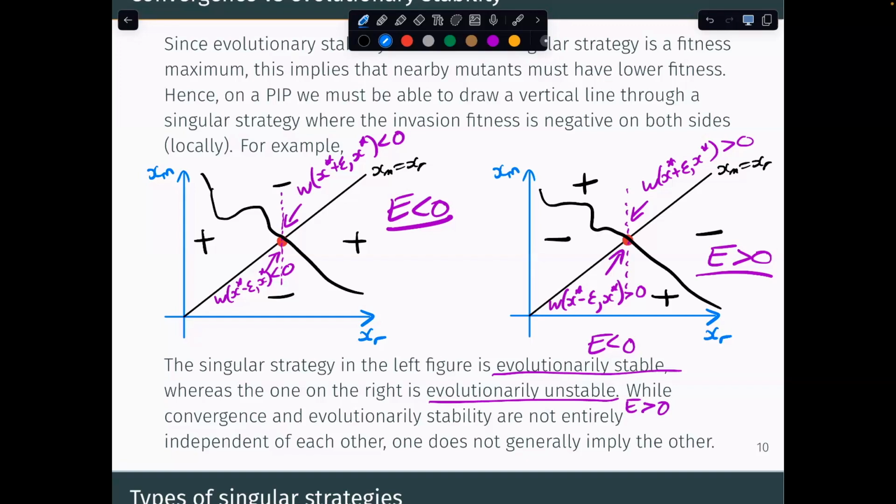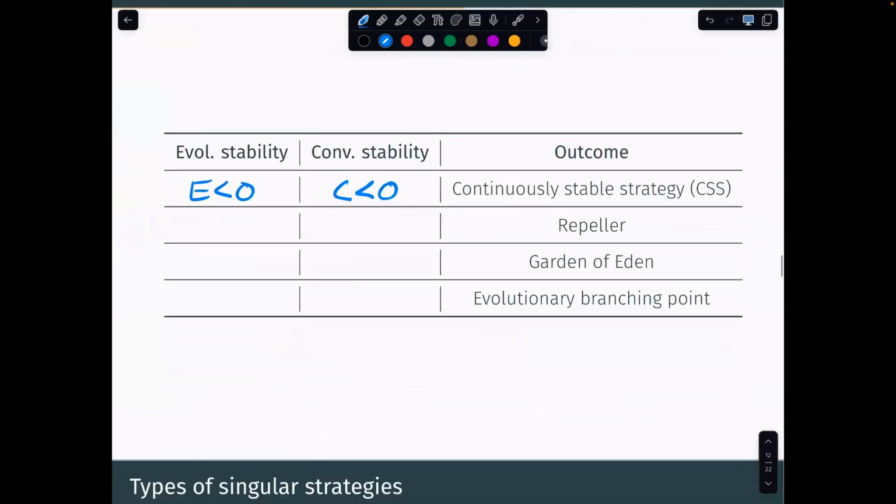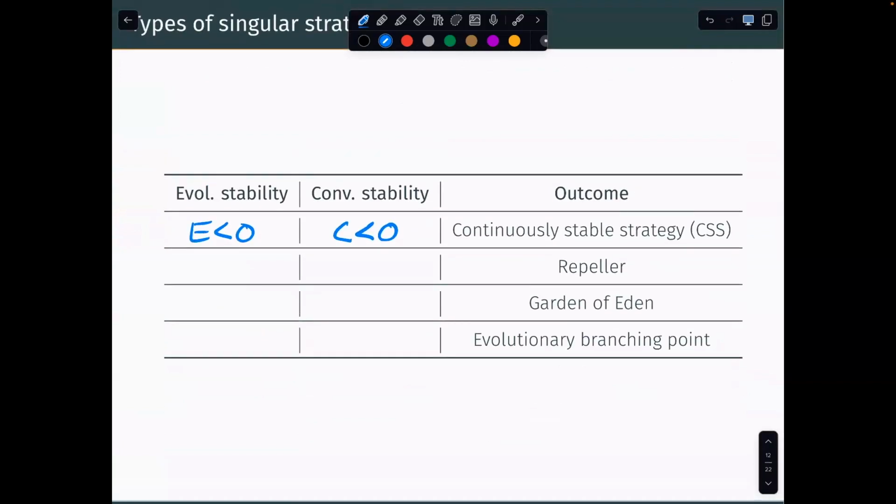Remember as well that we're talking about moving locally. So there might be another fitness peak, another mountain that is even higher, but these are locally attracting. Because mutations are small, you can't suddenly jump to the other mountain. You'd have to decrease your fitness before you can go up the other side. You can essentially get stuck at a lower peak. That's a CSS. Next, we've got a repeller, which is the exact opposite.